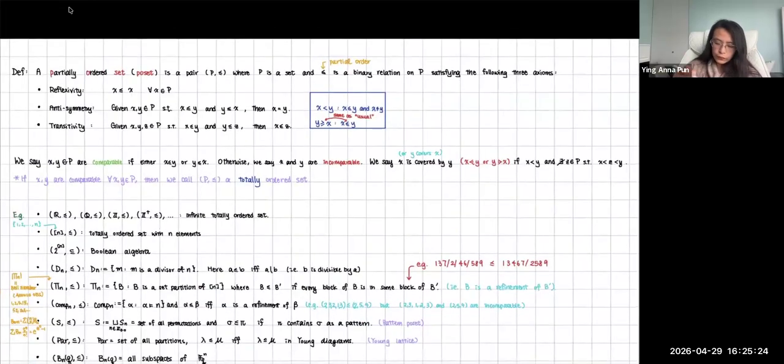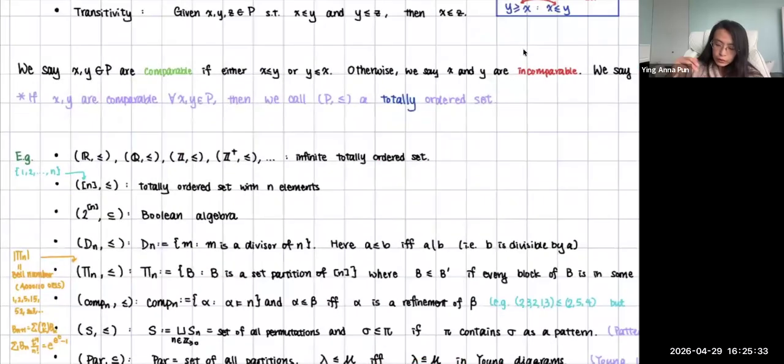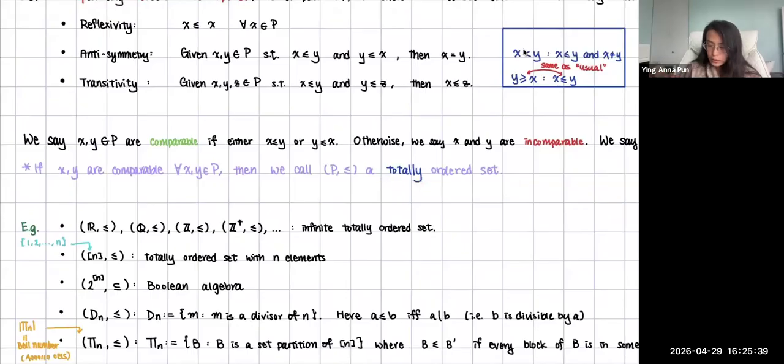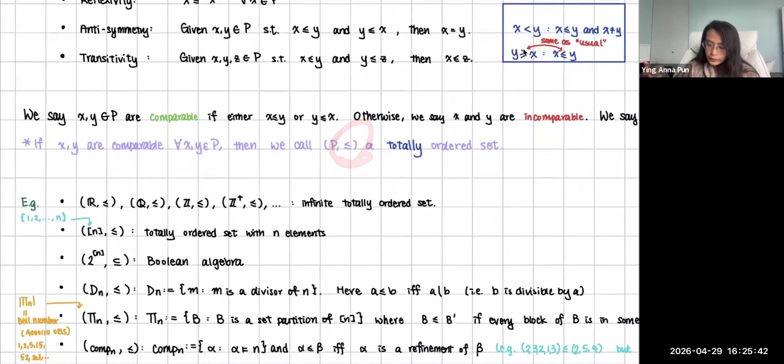And if you have a poset where you randomly choose two elements and any two are comparable, then we say this partially ordered set is actually a totally ordered set. So this is a total order. Examples of posets that are totally ordered sets are our usual number systems. We can compare any two numbers, like real numbers, rational numbers, integers, positive integers, and so on. Those are totally ordered sets, and they are also infinite.